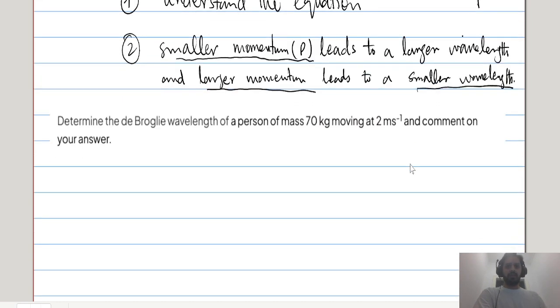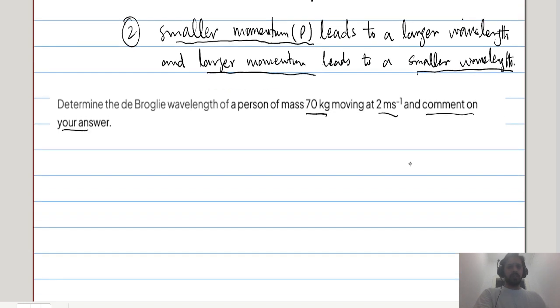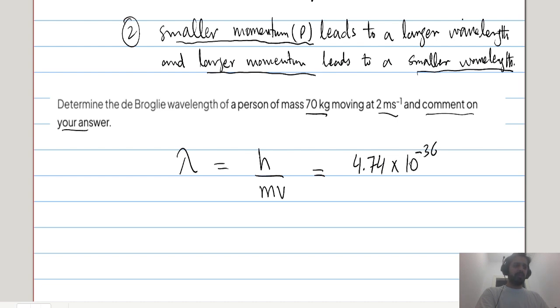I also have a small 1 mark question from this concept. We have to determine the de Broglie wavelength of a person of mass 70 kilograms moving at 2 meters per second. And we also have to comment on our answer. So we will use the de Broglie equation, lambda equals Planck's constant divided by mass times velocity. And if you substitute the numbers, you will get 4.74 times 10 to the negative 36 meters.